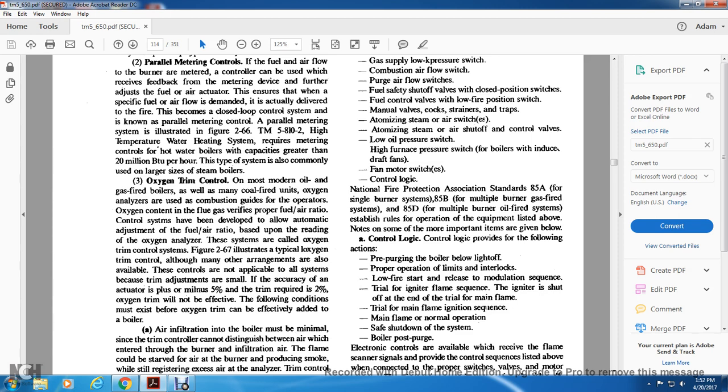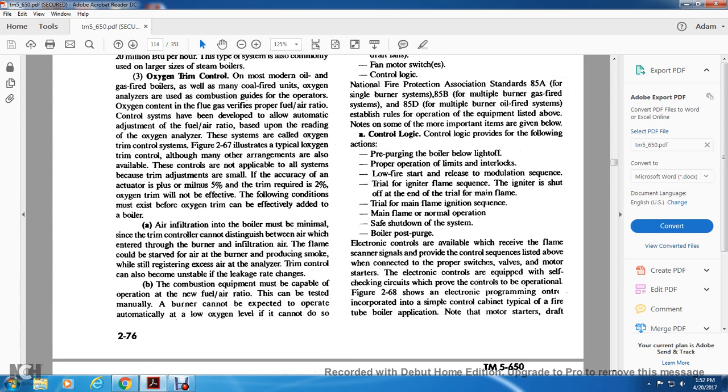Although other arrangements are also available, these controls are not applicable to all systems, because the trim adjustments are small, in accuracy with an actuator of plus or minus 5%. If the trim required is more than 2% oxygen, trim will not be effective. The following conditions must exist before oxygen trim can be effectively added to the boiler.